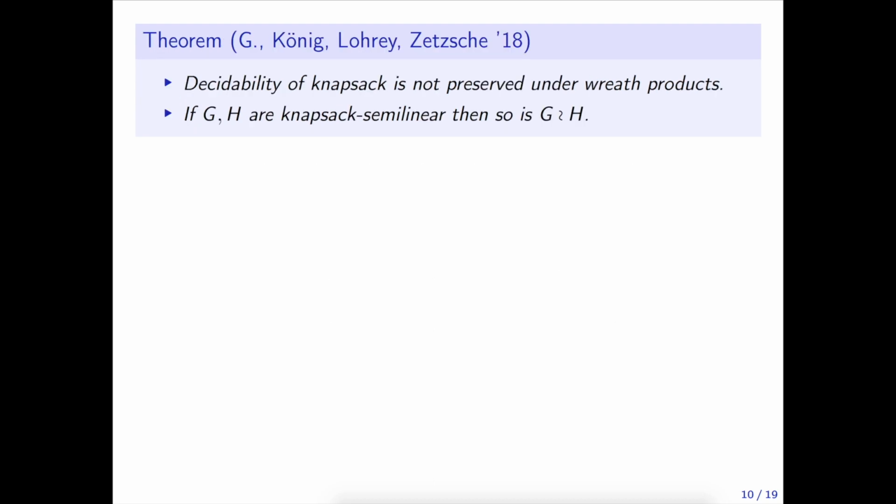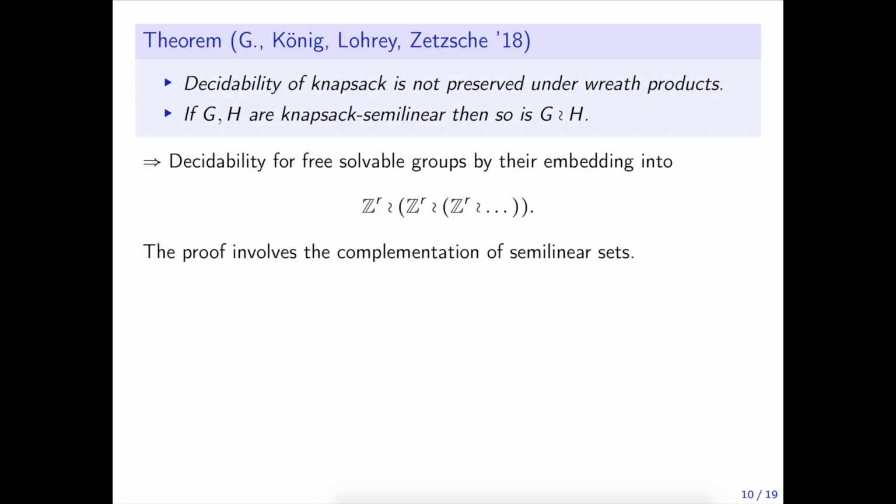So again, the question is, for which wreath products is knapsack decidable? In a previous paper, we proved that the situation is just as for direct products. First, the negative result: there are two groups for which knapsack is decidable, but it becomes undecidable for the wreath product. But if two groups are knapsack semilinear, then their wreath product is also knapsack semilinear. And as a corollary, we obtain that knapsack is decidable for free solvable groups.